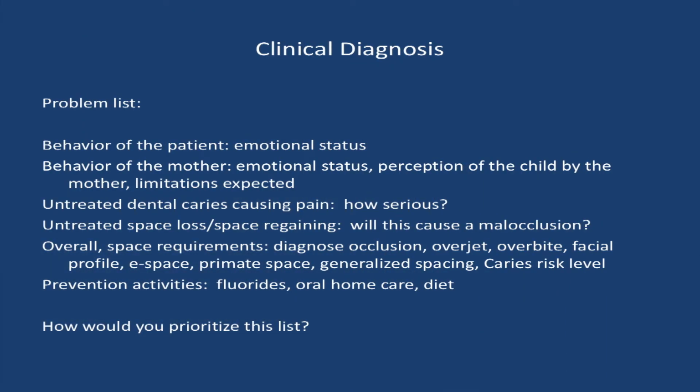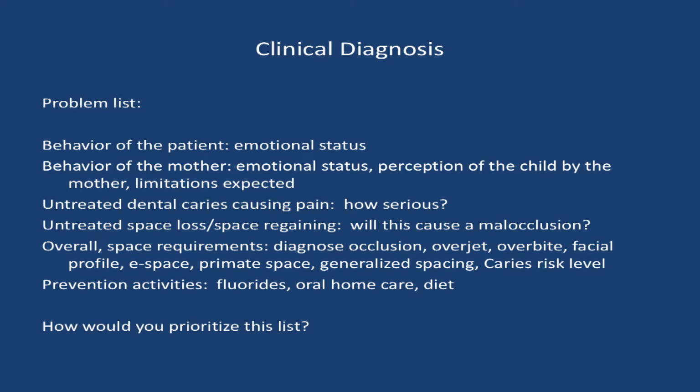Establishing a problem list is important to prioritize how treatment is rendered. Behavior of the patient's emotional status is one of the first items on the problem list, and behavior of the mother, emotional status, and perception of the child by the mother; limitations are expected. Untreated dental caries causing pain, how serious is it? Untreated space loss or space regaining, will this cause a malocclusion?